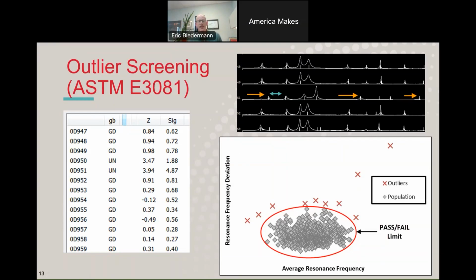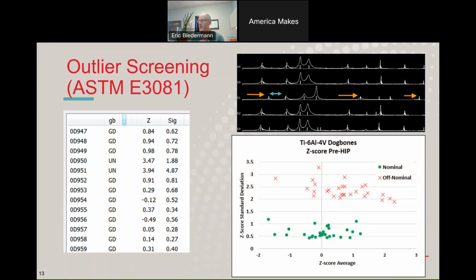So we plot those 2 values versus each other, and then we see that the normal population here generally clusters into a point cloud. We can apply a boundary around that can be set as a pass or fail limit, and then any part that falls outside of that is an outlier and can be flagged or outright rejected depending on what the inspection process calls for.